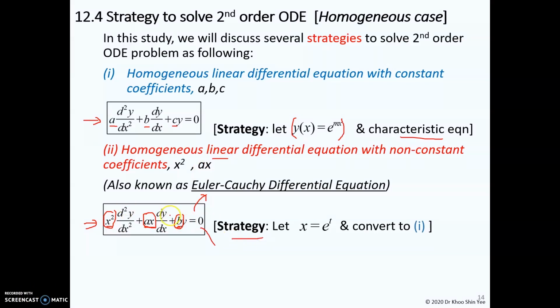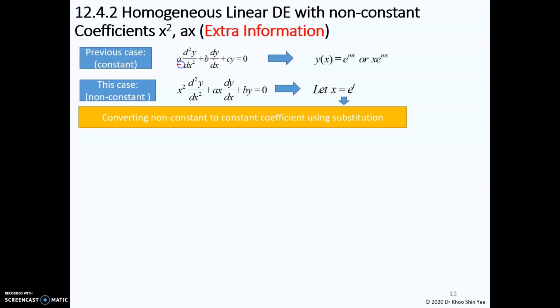The strategy to solve this type of equation is we let the x here equal to exponential t. And by doing this, we can convert it to the previous format and then solve it using the previous strategy. So previously, when you have constant coefficients A, B, C, you can find the solution in this format, or if you need special treatment, we need to multiply with the independent variable. So in this case, the coefficients are non-constant. So to convert the non-constant into constant coefficients, we can use this substitution.